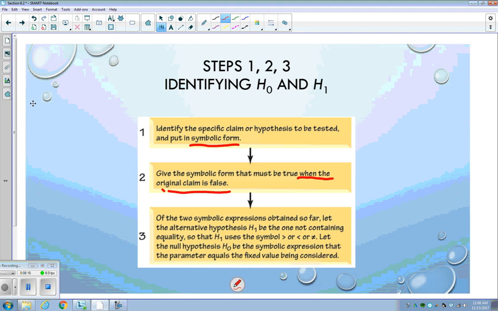And then there's where it's saying that the alternative hypothesis cannot contain equality. I'm not going to have the equal sign in there. It can't be any equality. So that H1 uses either greater than, less than, or not equal to.